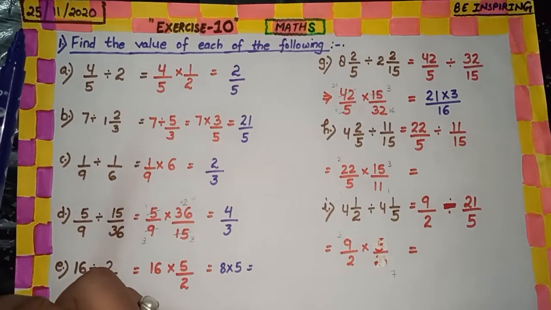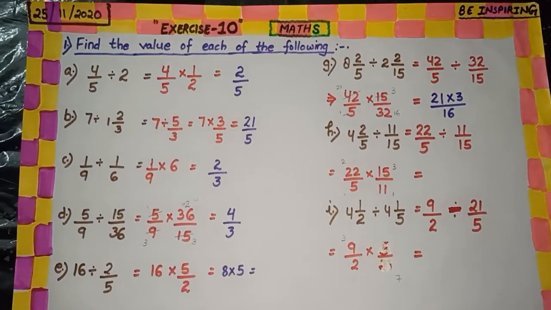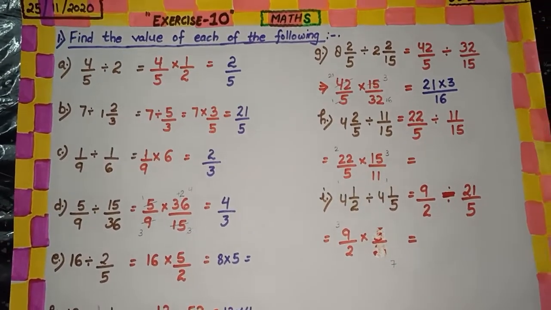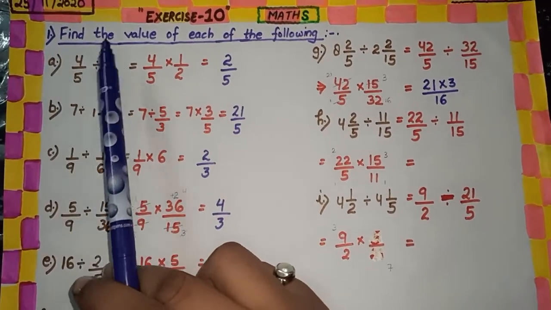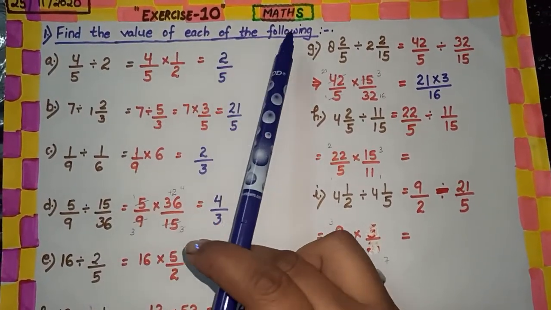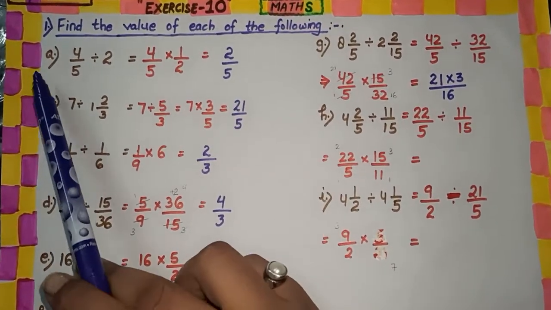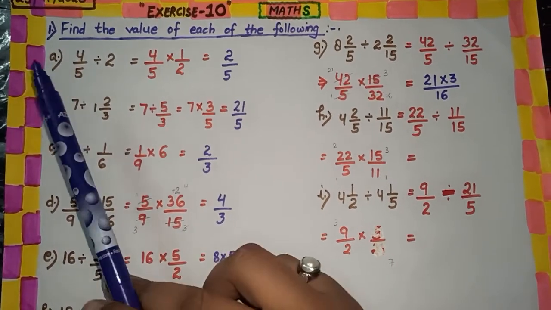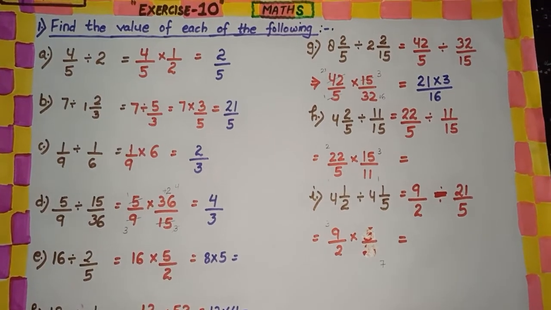Okay, and today we are going to begin with exercise 10 of unit 5. This exercise is the last exercise of this unit. The question says, find the value of each of the following. Okay, see A part, we have 4 upon 5. This is a fraction and we need to divide this fraction by 2.